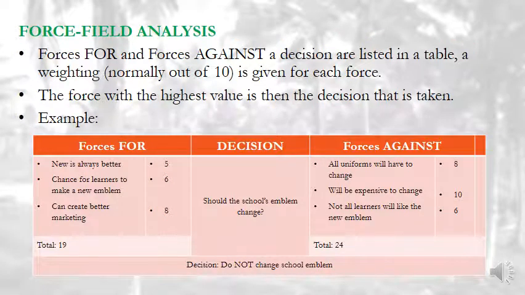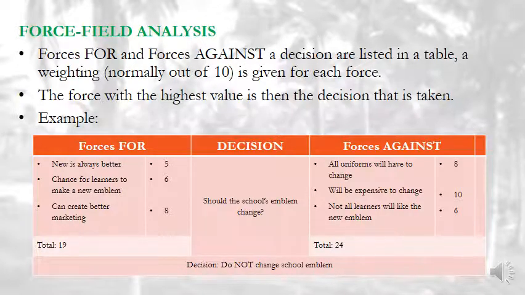Then we have the force field analysis. This is where we look for forces for and forces against a decision. And it is listed in a table. Then for each pro and con, it is weighed, or it gets a mark out of 10. The force with the highest value is then the decision that is taken.